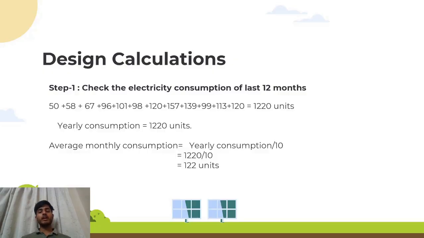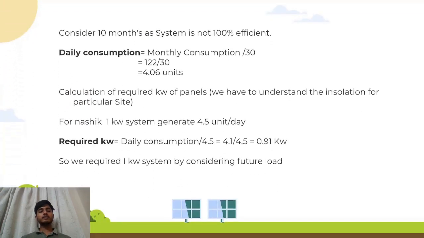For that, we have to divide yearly consumption by 10. I have considered 10 months as the system is not 100% efficient. After calculating the average monthly consumption, then we have to calculate the daily consumption. To calculate daily consumption, we have to divide monthly consumption by 30. So after calculating the daily consumption, then we have to calculate the required kilowatt of panel.